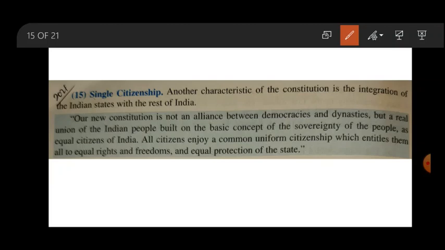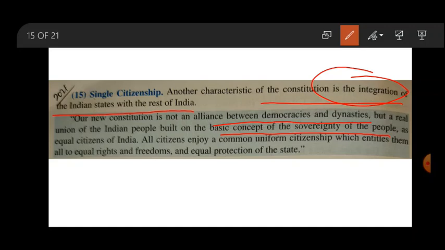So, a characteristic of the Constitution is the integration of the Indian states with the rest of India. It means integration of the states as a whole, which form a country or a nation. It is not an alliance between democracies and dynasties. However, it is the basic concept of the sovereignty of the people.